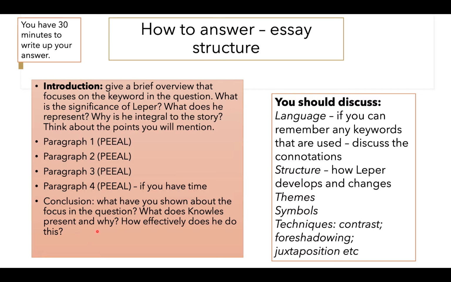What have you shown about the focus in the question, or Leper? What does Knowles present and why? And how effectively does he do this? What's his message, perhaps? You should be trying to discuss language, if you can remember any keywords that are used, discuss the connotations. Structure, how Leper develops and changes. Then you've got a range of different techniques that you can also comment on. Themes, symbols, contrasts between characters or actions, foreshadowing, juxtaposition, etc. So as you've gone through the novel in class with your teachers, you probably have an array of different techniques that you can draw upon to remember as you're moving through your answer.